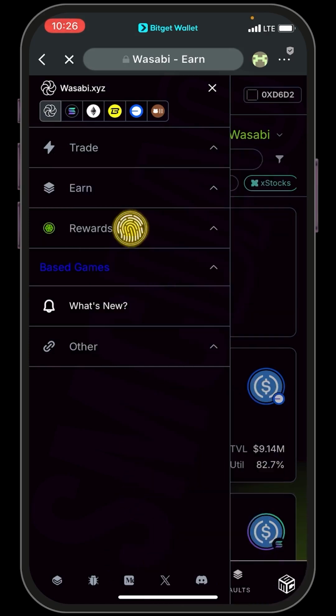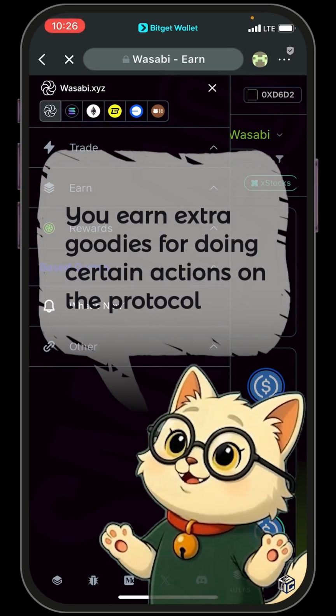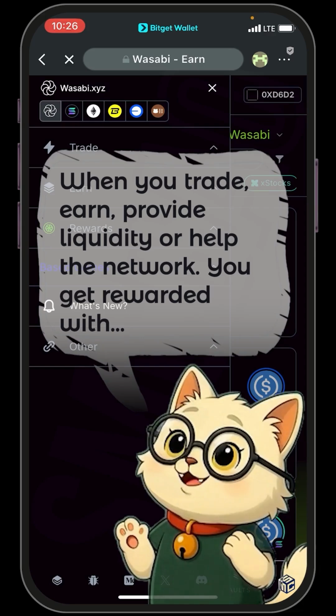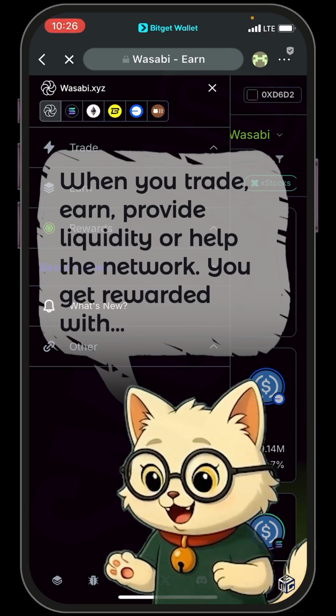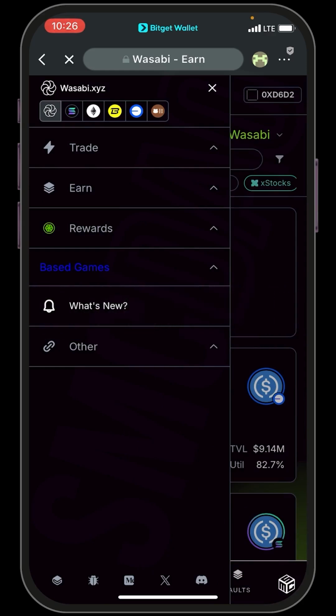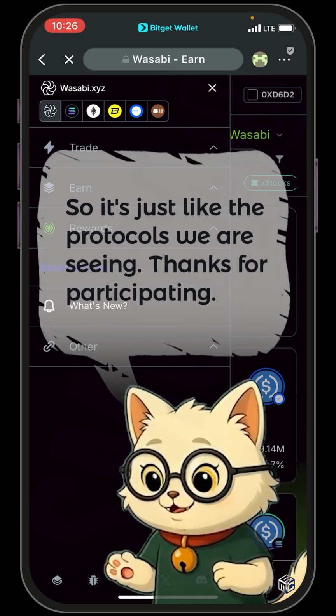While under rewards, you earn extra goodies for doing certain actions on the protocol. When you trade, earn, provide liquidity, or help the network, you get rewarded with bonus tokens. Okay, guys? So it's just like the protocol's way of saying thanks for participating.